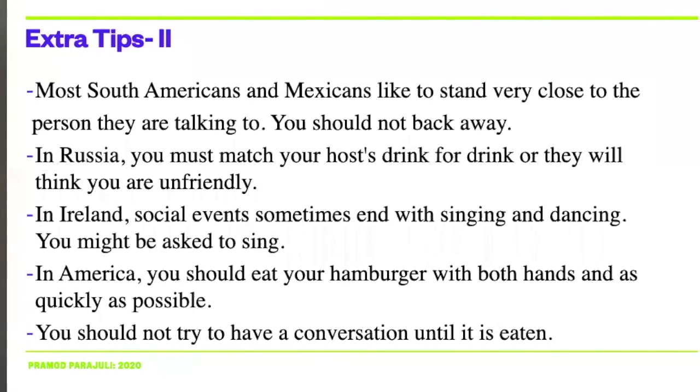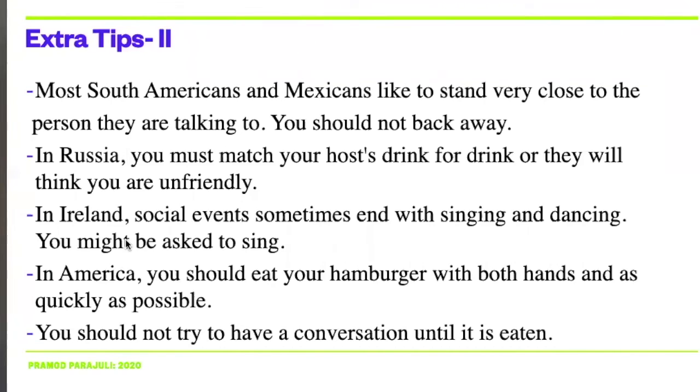Now, similarly, let us see some other points. Most South Americans and Mexicans like to stand very close to the persons they are talking to. There is not much gap between these people when they are standing together. Suppose you have joined a queue, they can be very much close to each other. Like now with coronavirus, we say keep the distance, 1 meter or 3 feet. So if somebody comes close to you, you shouldn't back away or keep the distance, because somebody coming near means that somebody is trying to be friendly with you.